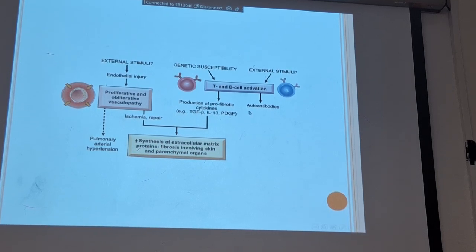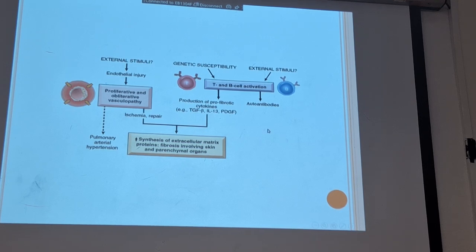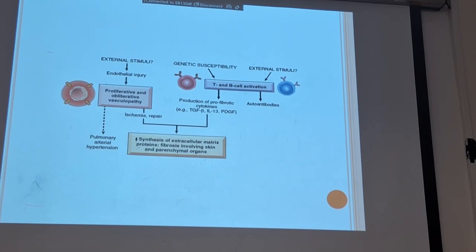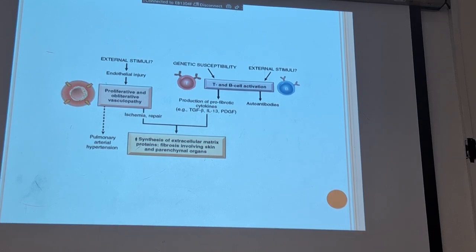And we also have autoimmunity in both T and B cells. We have autoantibodies, and we have production of some profibrotic cytokines by, for example, macrophages, or by T helper 2 cells which activate macrophages, and we will have increased synthesis of extracellular matrix, and we have fibrosis. So, the important thing in systemic sclerosis is fibrosis.